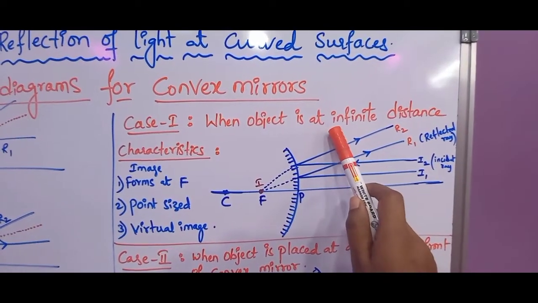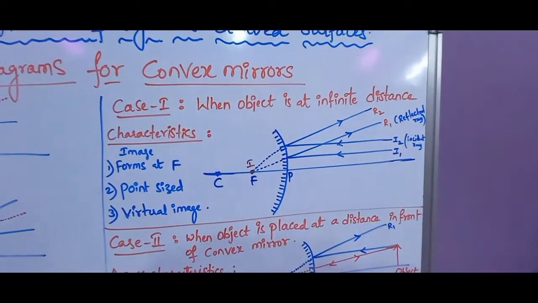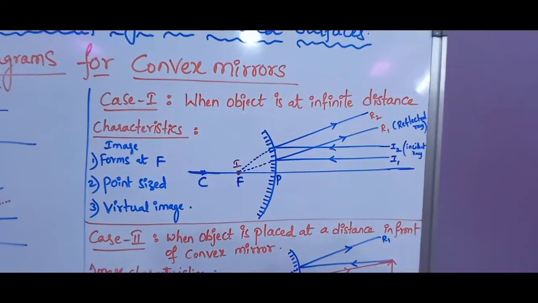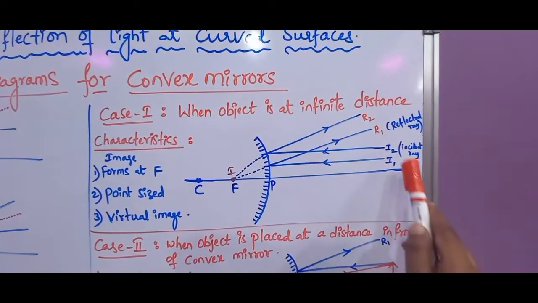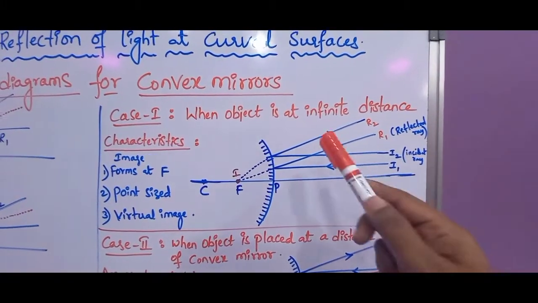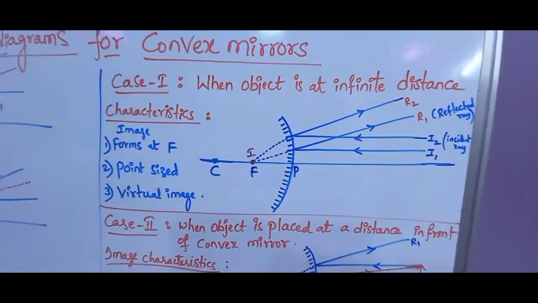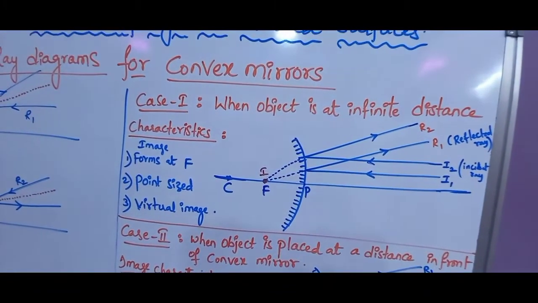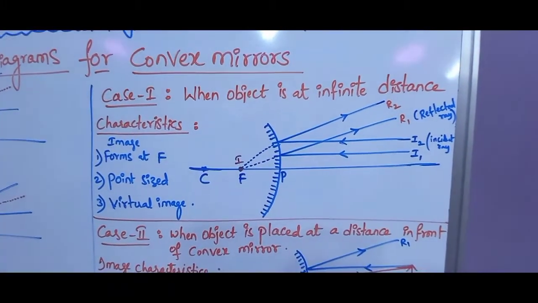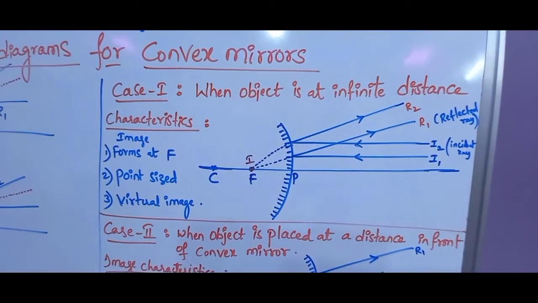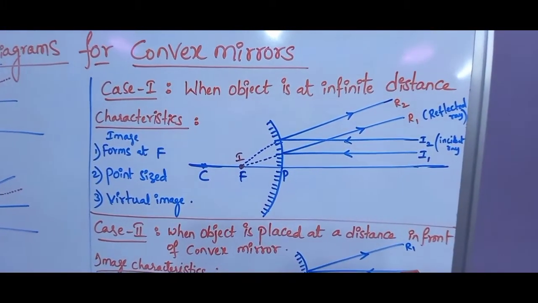Here we are taking the case where the object is at infinite distance. Okay, children, so that's why I did not draw the object diagram here, because the object is not in this location, it is somewhere else. Infinite distance means it is away from the convex mirror. The light rays from an object placed at infinite distance are parallel to the principal axis, and on striking the convex mirror, they reflect as if they are coming from the focal point.